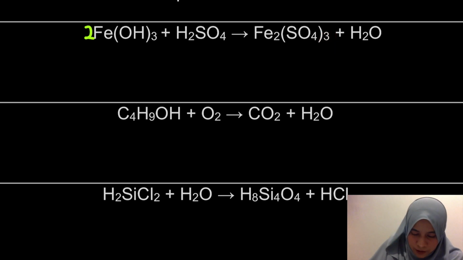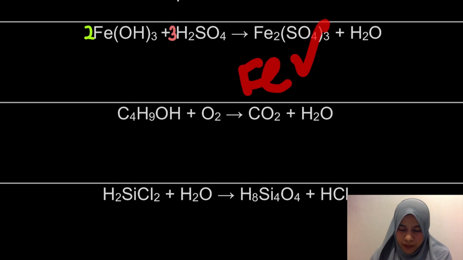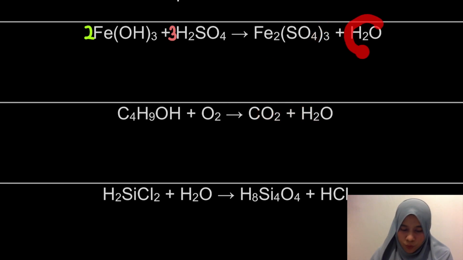Okay, so here 3H2SO4. Okay, so sekarang ni let's look. Sekarang ni Fe kita dah balance, SO4 kita pun dah balance. Okay, so how about kita punya H2O. Okay, H2O ni. Okay, so kita tengok dekat sini. I'm just gonna write down kat sini lah. Okay.